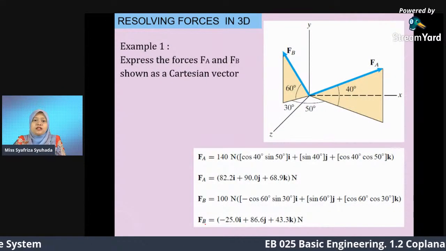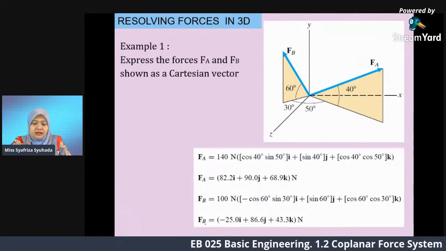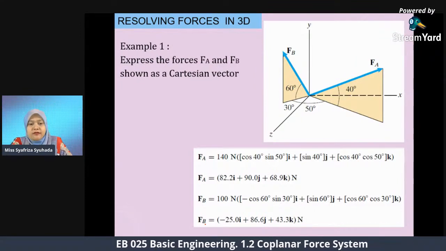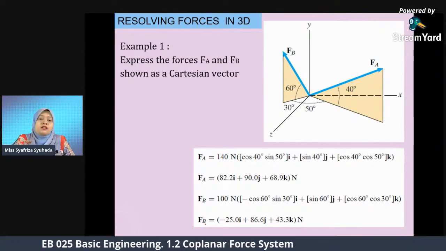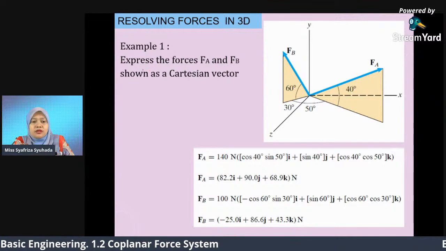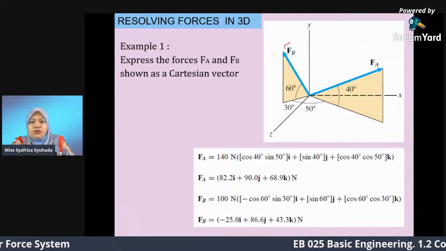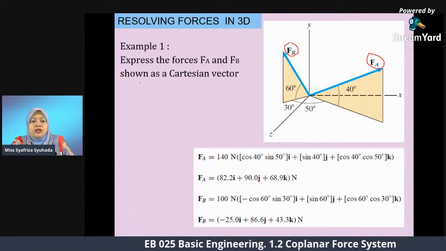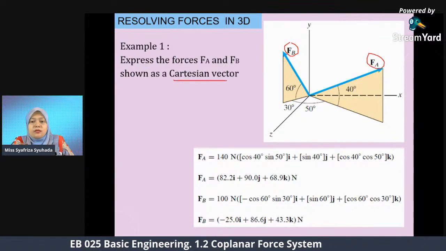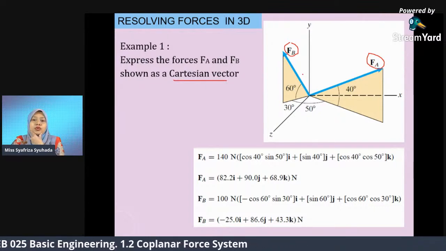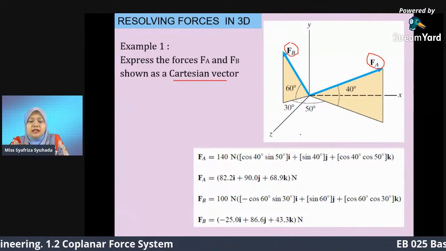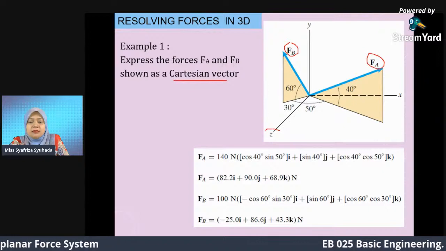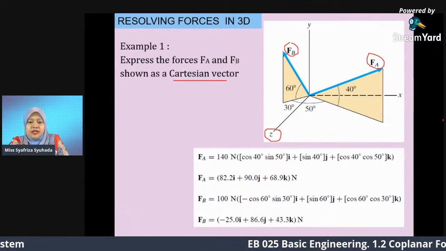Okay, 3D ni dia agak mencabar sikit. Okay, so you have to listen very carefully. Okay, so tengok number 1. Okay, soalan sama juga. Express the forces FA and FB. Kita ada dua forces, FA dan juga FB. Show as a Cartesian vector. So maksudnya jawapan dia dalam bentuk IJK. Tambah K. Kenapa? Sebab melibatkan paksi Z.